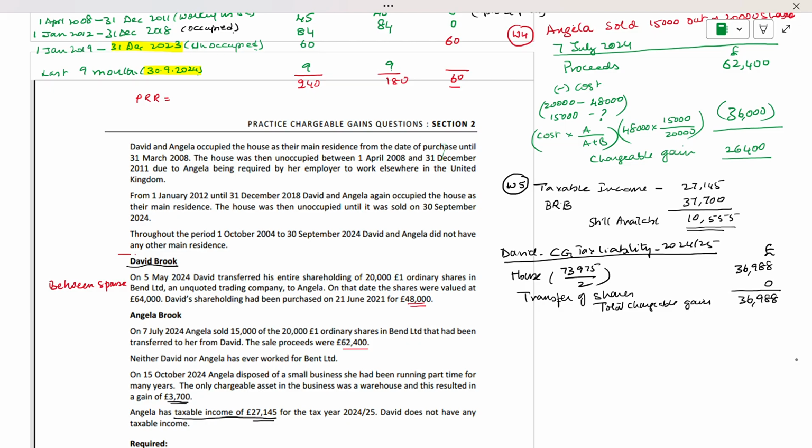Next. How much is the annual exemption amount? 6,000. Sorry, it is 3,000, I think. No thinking. I was thinking of IHT, it is 6,000. Little bit, very focused. How much is there? 33,988.